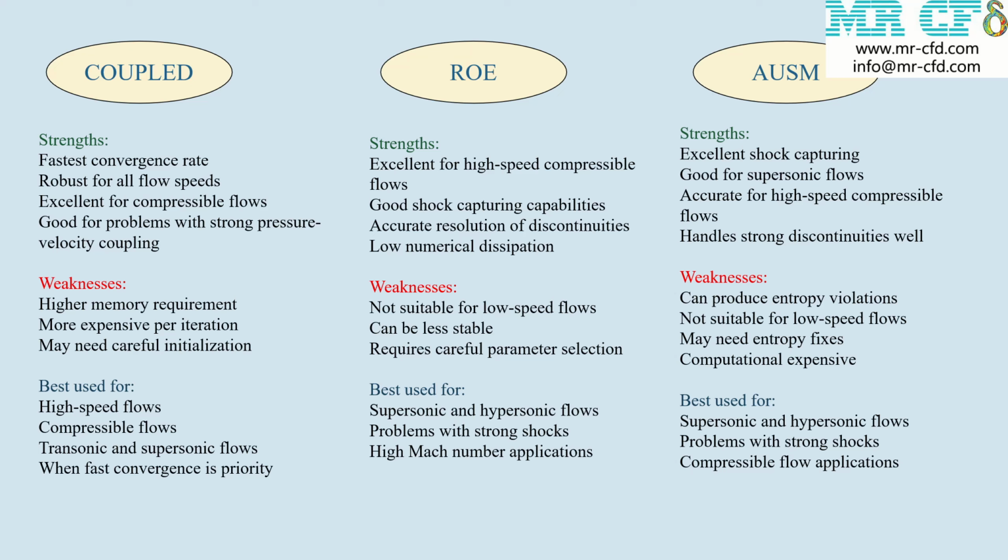The final method covered is AUSM, which is excellent for shock capturing and suitable for supersonic flows. It effectively handles discontinuities, but may produce entropy violations and is not ideal for low-speed flows, potentially requiring entropy fixes. AUSM is also a computationally expensive method. Its best use is in supersonic and hypersonic flows with shocks.